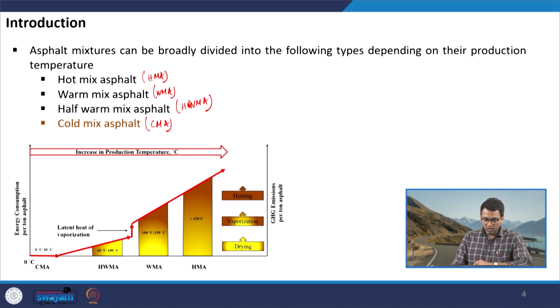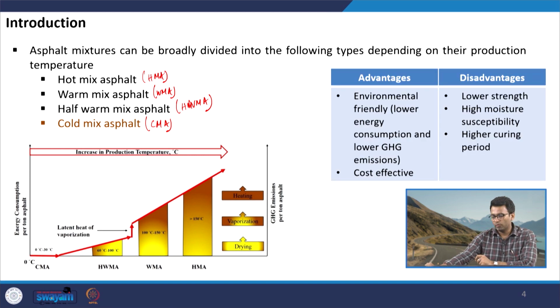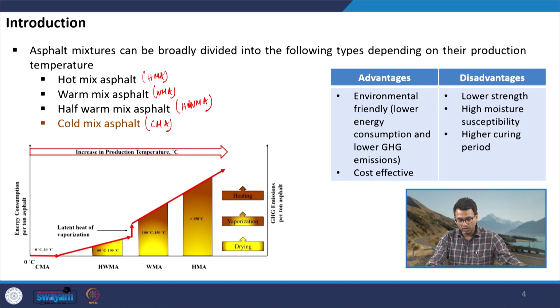One more advantage which we see here is the consumption of energy corresponding to different technologies for preparing asphalt mixtures. You can see, and this is very obvious, that when we go from CMA to HMA, the energy consumption gradually increases, and similarly the GHG emissions, which are proportional to the amount of fuel we burn for heating these materials, will also increase. So, definitely cold mix asphalt is an environmentally friendly technology, which leads to lower energy consumption and also lower emission of GHG gases. And since we are burning less fuel, the cost is also less for production of cold mix asphalt.